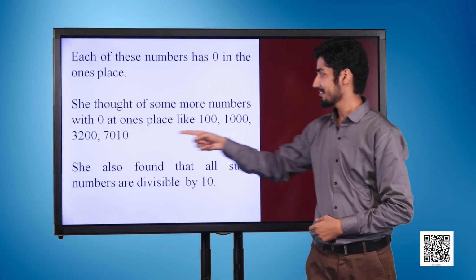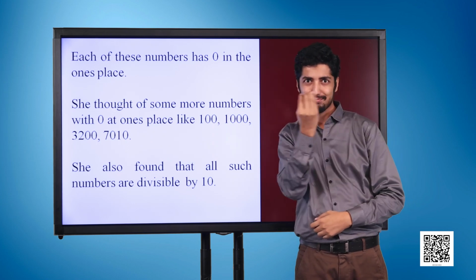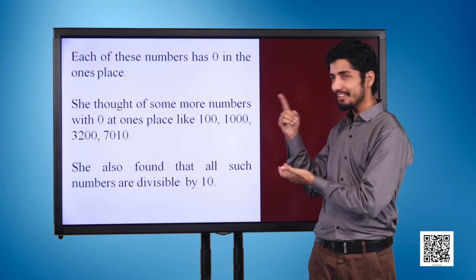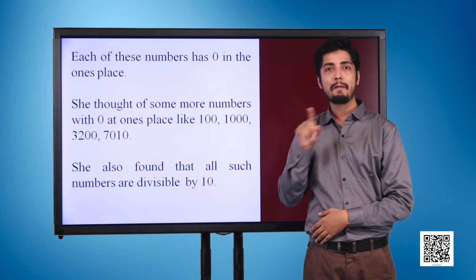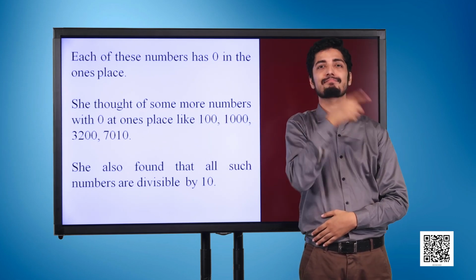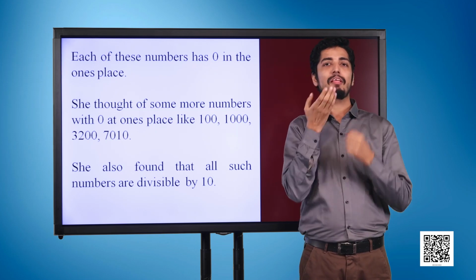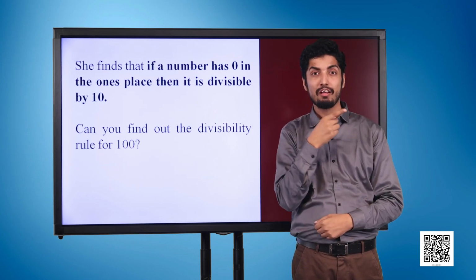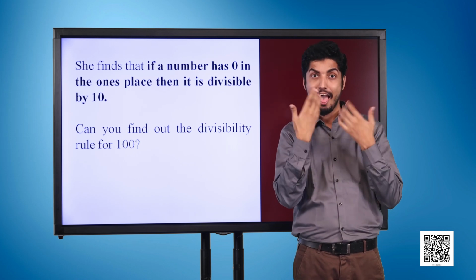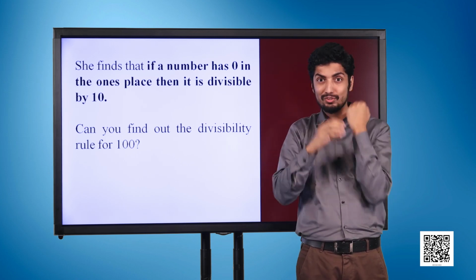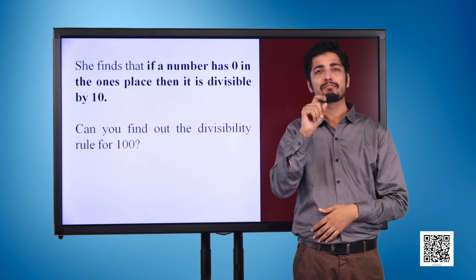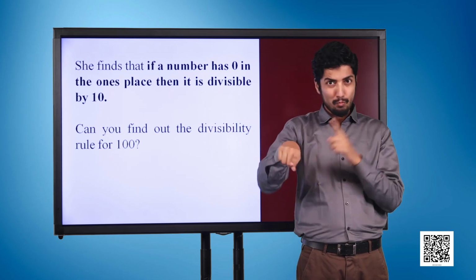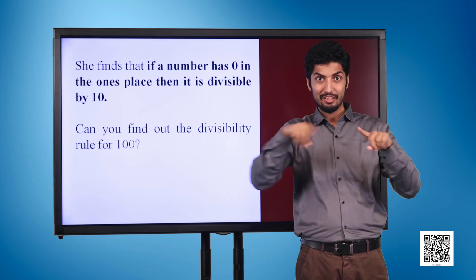She thought of some more numbers with 0 at ones place, like 100, 1000, 3200, 7010. She also found that all such numbers are divisible by 10. She finds that if a number has 0 in the ones place, then it is divisible by 10. Can you find out the divisibility rule for 100?